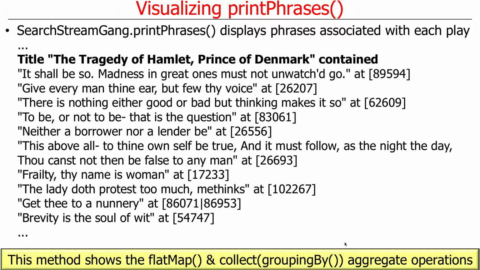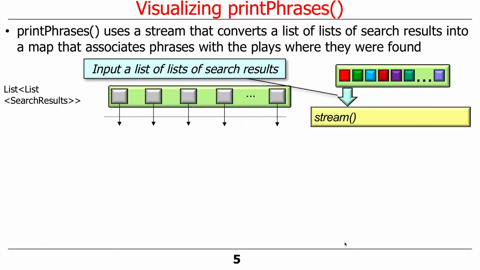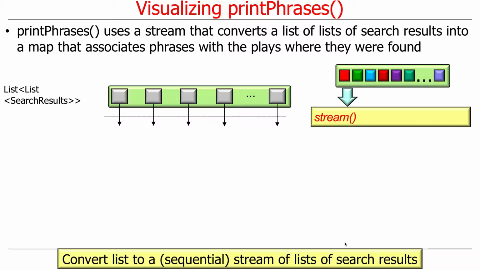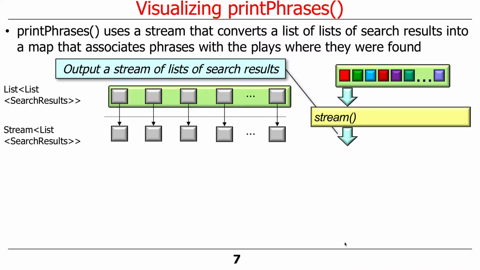And what we'll do is we'll show how we use the flatMap and collect groupingBy aggregate operations in order to produce this output. So here's what this looks like. Remember, we take as input our list of search results. So we've got our list of search results, and we call stream on that and turn it into a stream of lists of search results, okay?